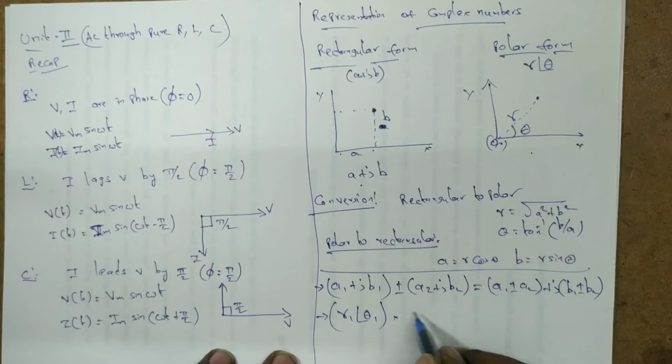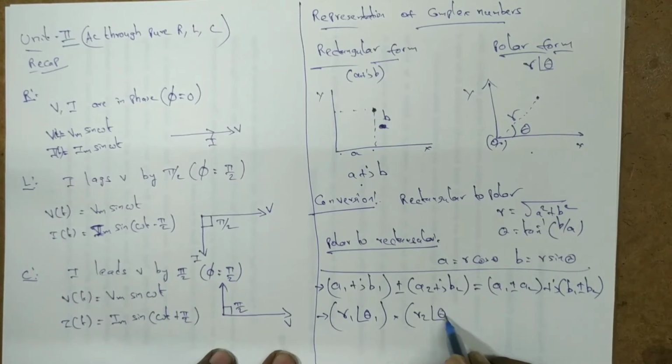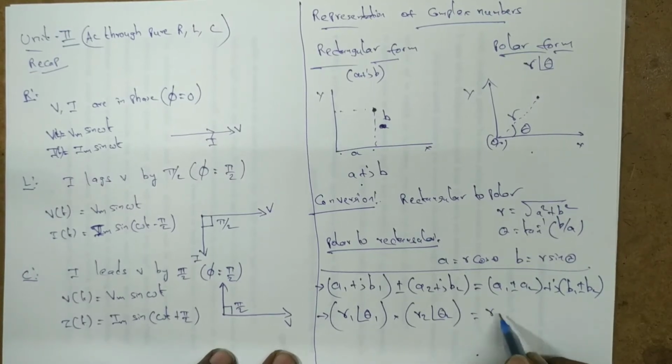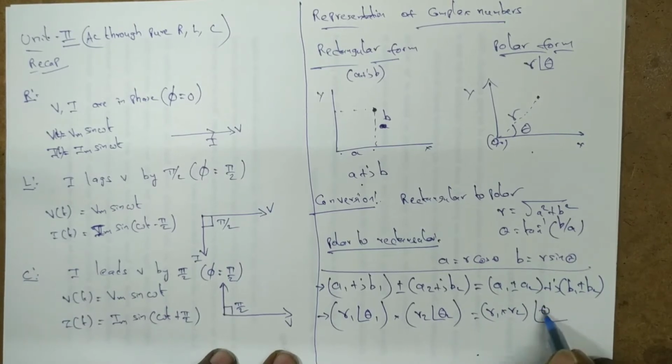Similarly, coming to multiplication, the two numbers should be converted into polar form, that is r1 at an angle theta 1 into r2 at an angle theta 2. The result will be r1 r2 at an angle of theta 1 plus theta 2.